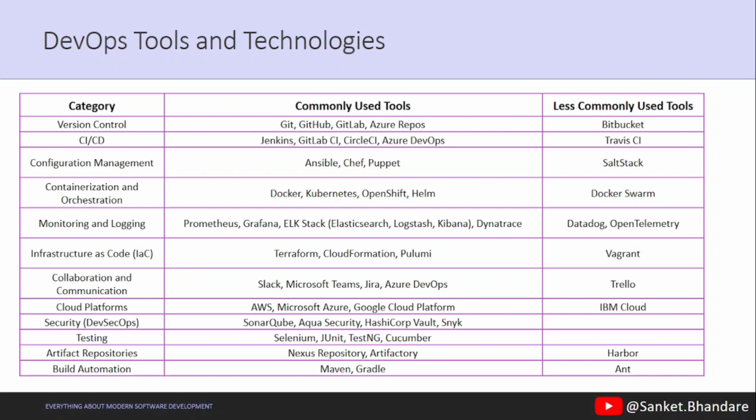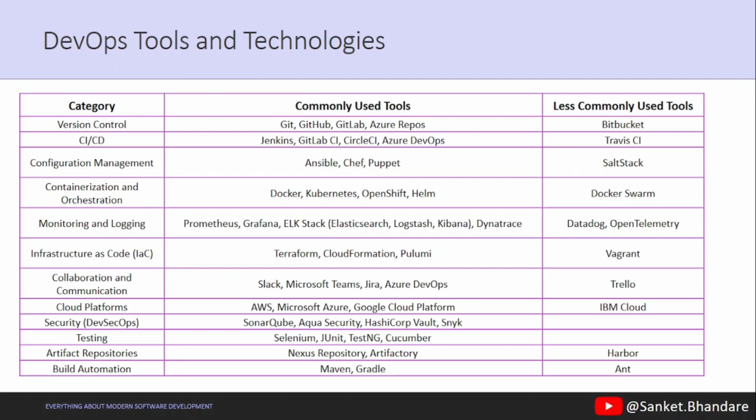For monitoring, Prometheus and Grafana are used. For logging purposes, the ELK or EFK stack is used. For APM, application performance monitoring, Dynatrace is a widely used tool in the market. For infrastructure as code, Terraform is the well-known and widely used tool. For collaboration and communication, Slack and Microsoft Teams are widely used. For agile methodologies, Jira and Azure DevOps are widely used.